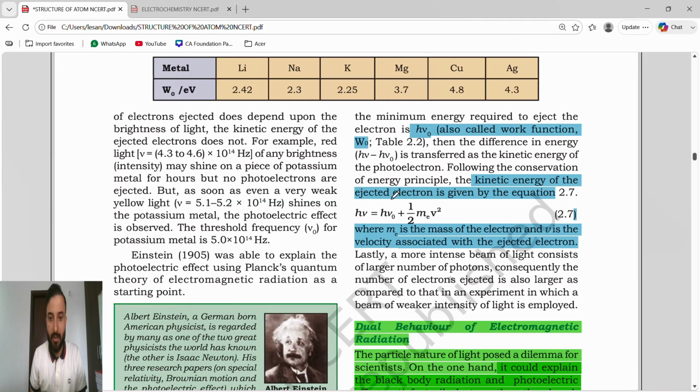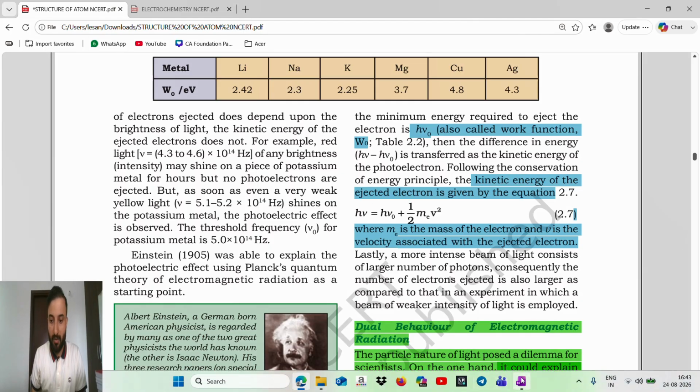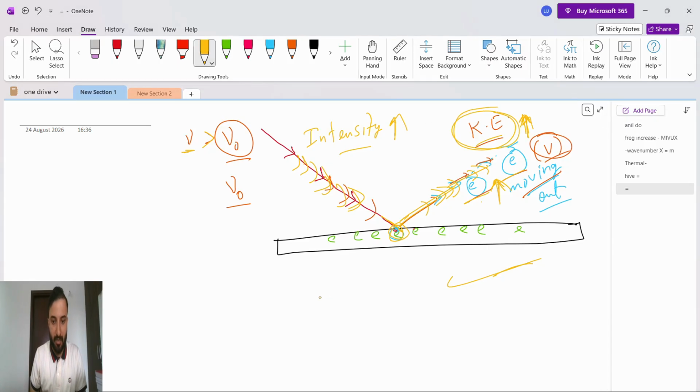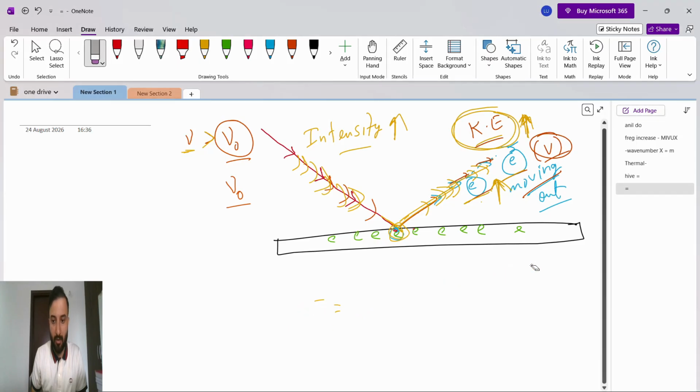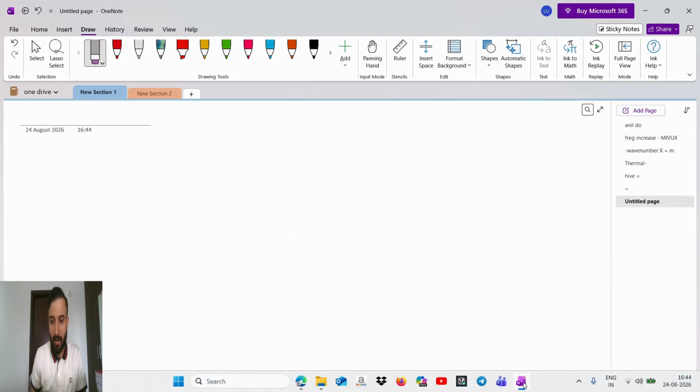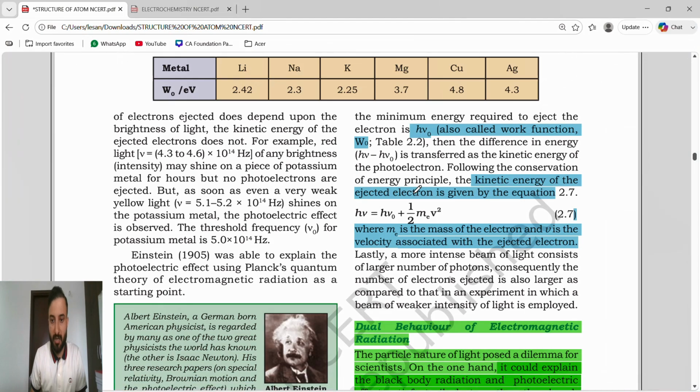So the kinetic energy of the ejected electron, see, we know that electrons are ejecting with kinetic energy. What kinetic energy? So, guys, look, the kinetic energy of the ejected electron formula is this. H means this, guys. Write it down. Write on this, guys. Kinetic energy of the ejected electron is given by, write this here.